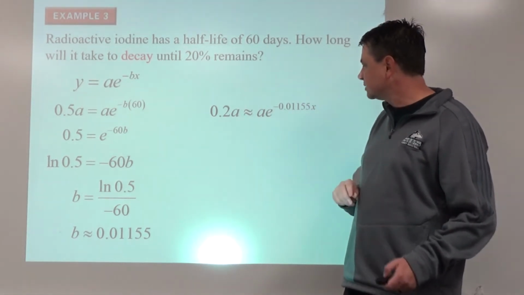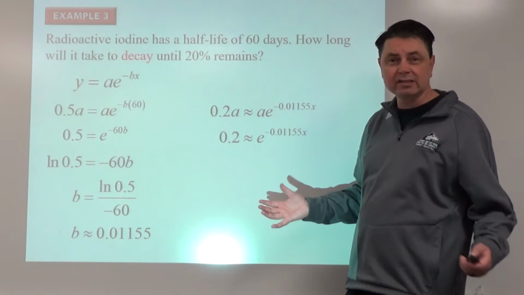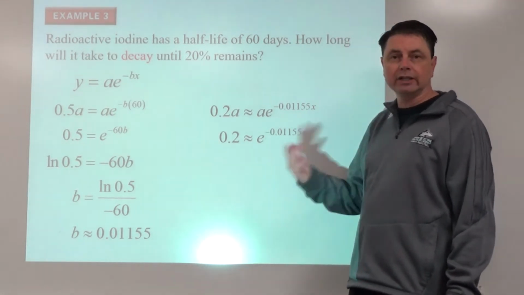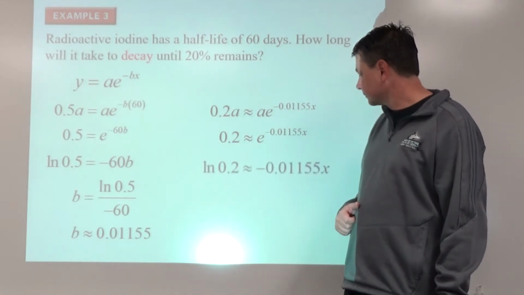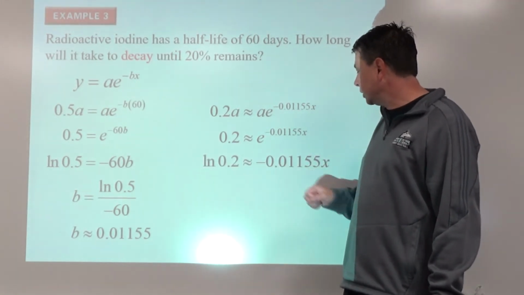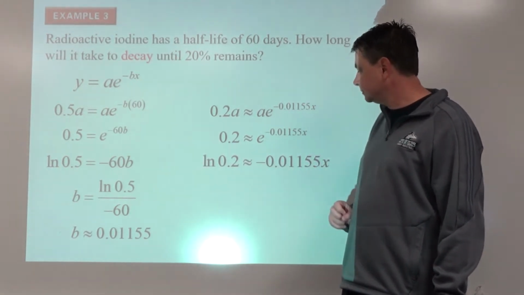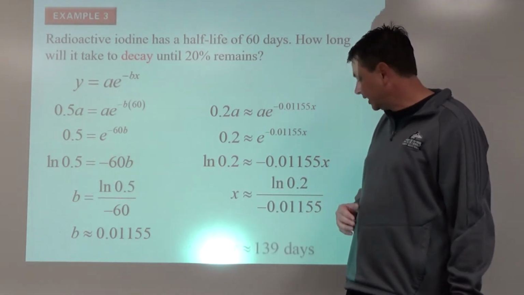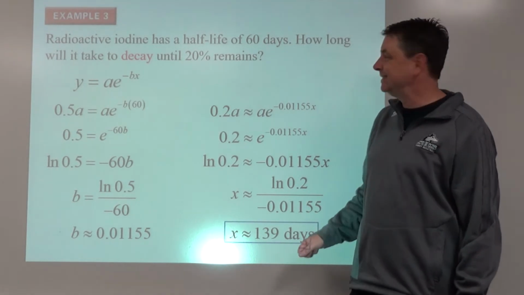Once again, divide both sides by a. The solve process is going to be very similar. Rewrite it as a log, in this case a natural log. Divide by the negative b. And I think we're going to get about 139 days.